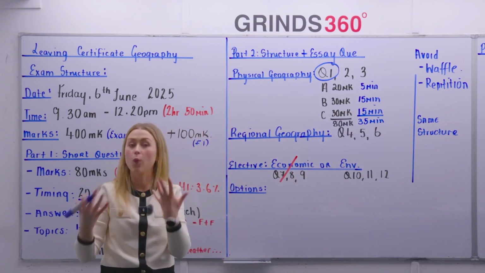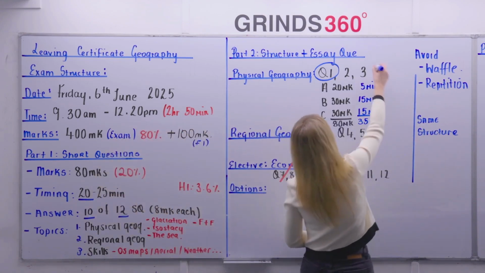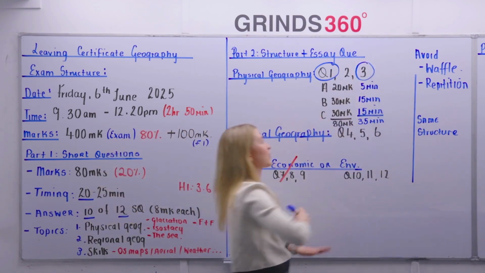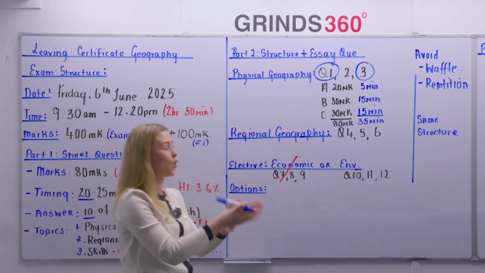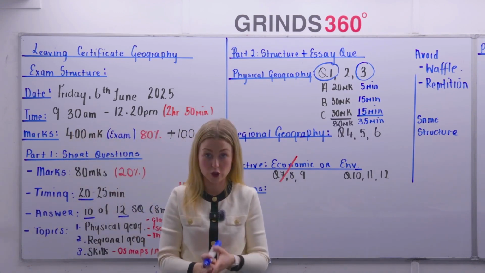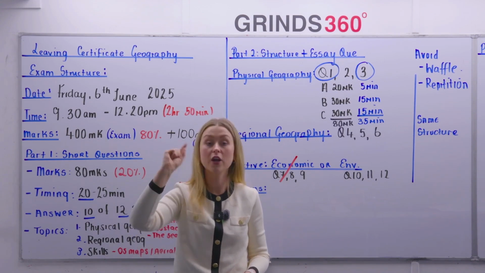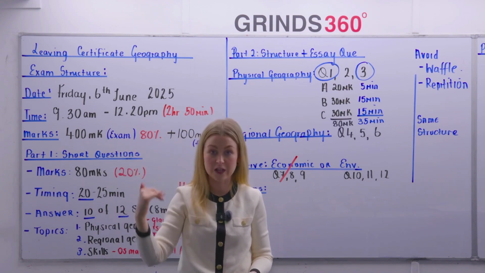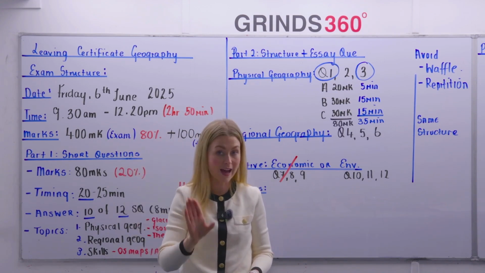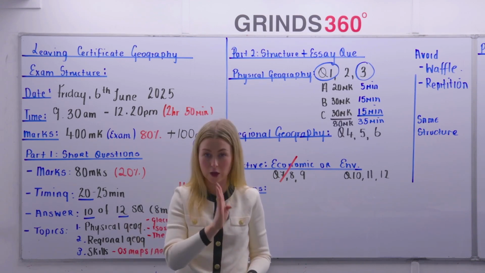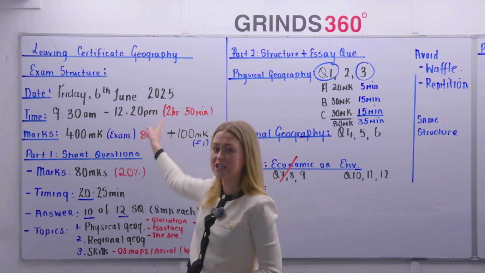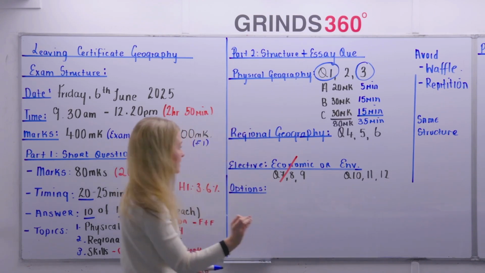Now, as I said, we're hopefully planning on doing 2 physical, so you might answer question 1 and 3. Again, it depends on the day of your Leaving Cert exam. But question number 1 and 3 will have the same structure. Part A, part B, part C, 20, 30, 30, 5, 15, 15. Keep that in mind. A lot of students go over on that timing, and basically it's their timing that goes wrong. It's a very, very strict 2 hours and 50 minutes.